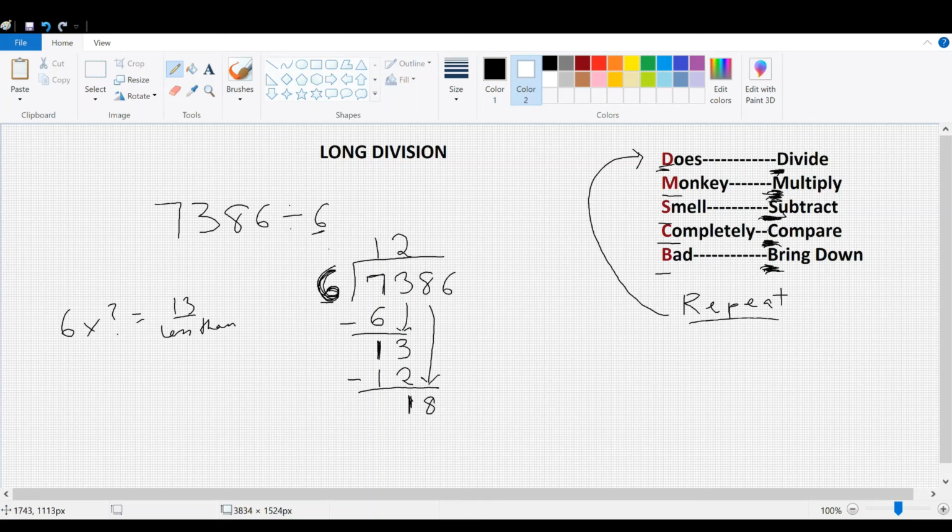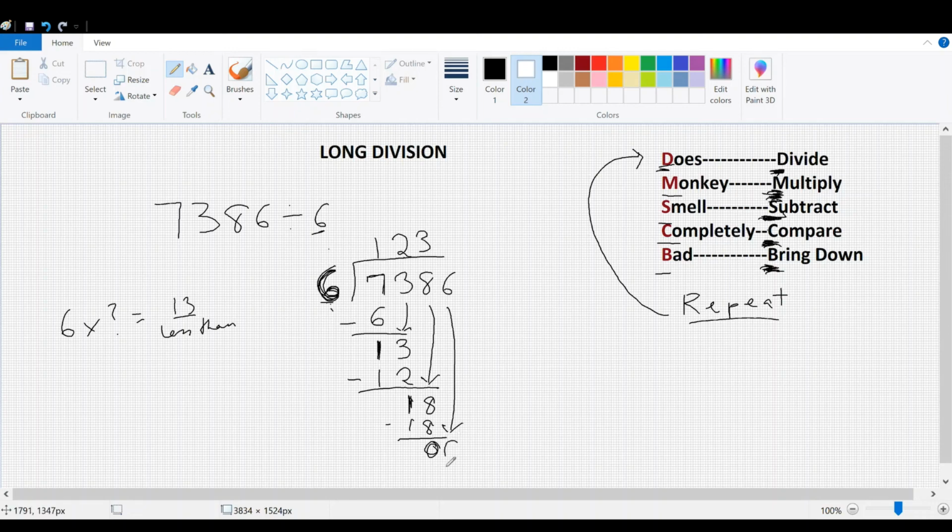And then we repeat the steps all over again. How many groups of 6 can you make out of 18? 3. Now we multiply. 6 times 3 is 18, exactly 18. Now we subtract. 18 take away 18 is 0. Now compare, is 0 less than 6? Yes, it is.